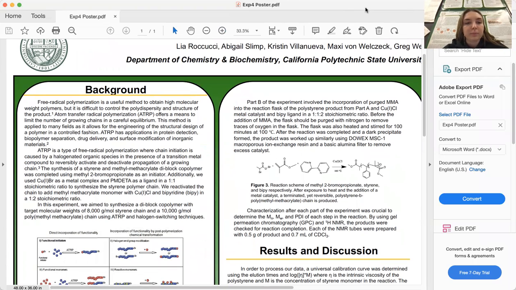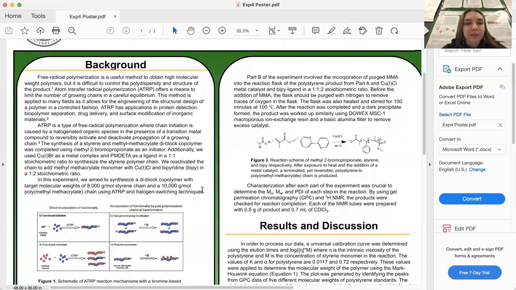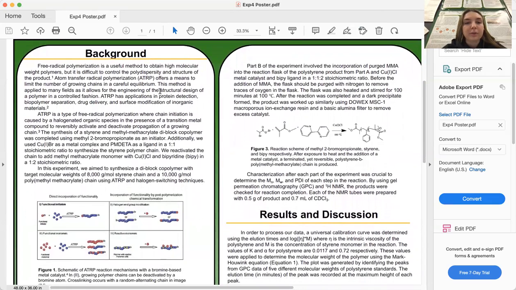And here we employed atom transfer radical polymerization, ATRP, in this reaction to limit the number of growing chains in the reaction by balancing the reaction through a careful equilibrium of deactivation and activation of these growing chains. And I mentioned some applications of ATRP in protein detection, biopolymers, drug delivery, etc.